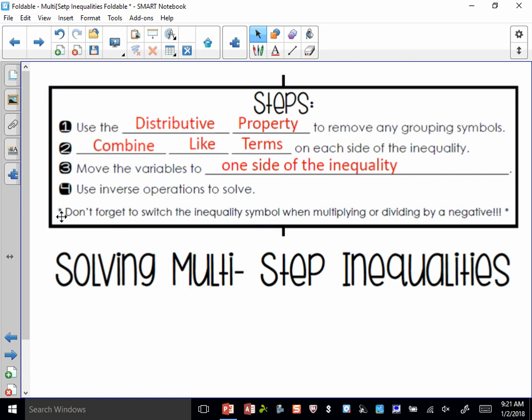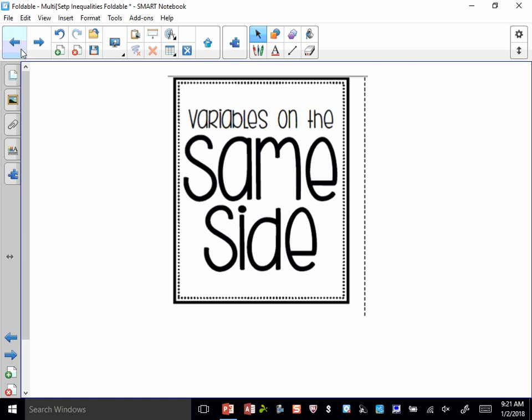There's a little star here. It says don't forget to switch the inequality symbol when you multiply or divide by a negative. Who remembers doing this last year? Great, very good. Okay, so this will seem really easy because we already know how to isolate variables and get a variable to one side of the inequality symbol. So the steps to this will seem pretty familiar. Okay. All right, so we're going to start with question number 1.